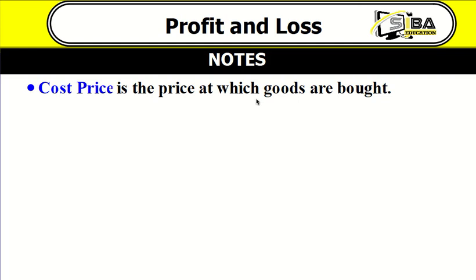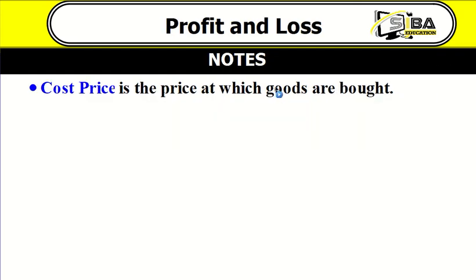Now, for us to learn about profit and loss, there are certain terms we need to know. The first one is cost price. Cost price is the price at which goods are bought. I'm sure this morning your mommy sent you to buy something from a shop. The amount at which you bought that item represents the cost price. Or maybe you bought a candy from a shop. The amount you paid for it is the cost price.